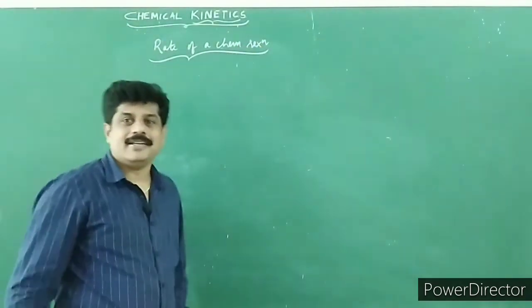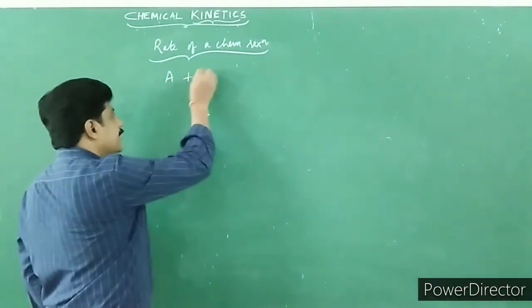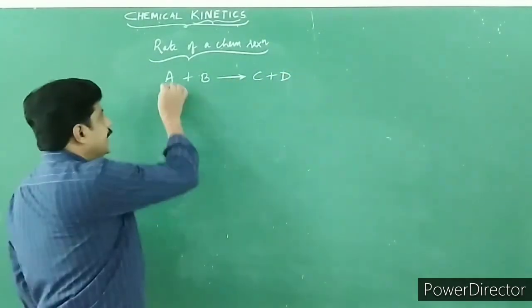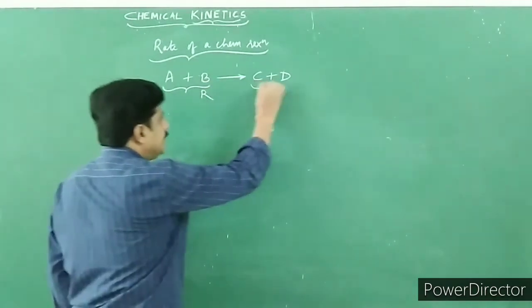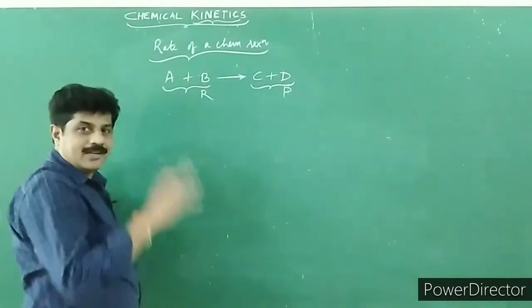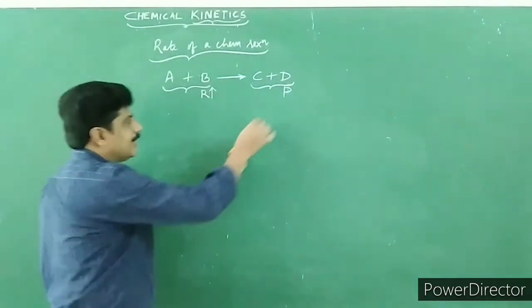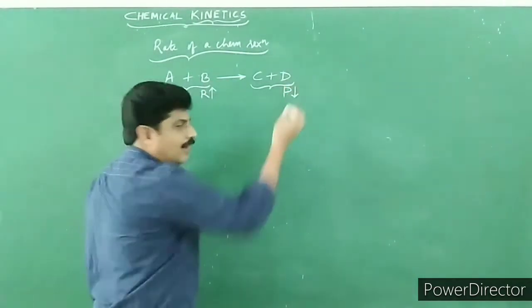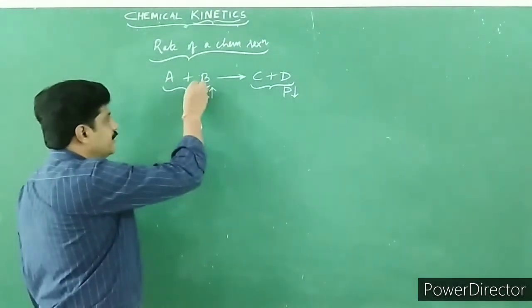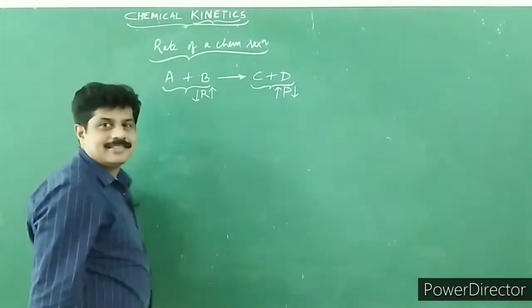In order to understand the rate of a chemical reaction, let me quote an example. A plus B giving rise to C plus D. Children, A and B are reactants, whereas C and D are products. You know that in the beginning of the reaction, the concentration of the reactants will be very high, whereas concentration of the products will be very low, or sometimes you can call it 0 also. As the reaction proceeds, children, the concentration of the reactants decreases, whereas concentration of the product increases.